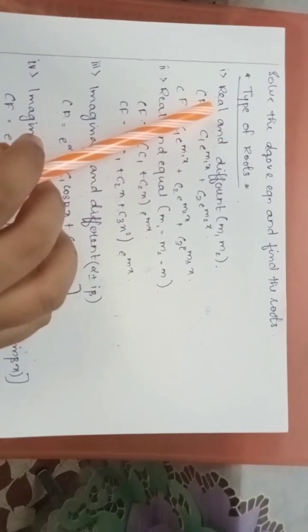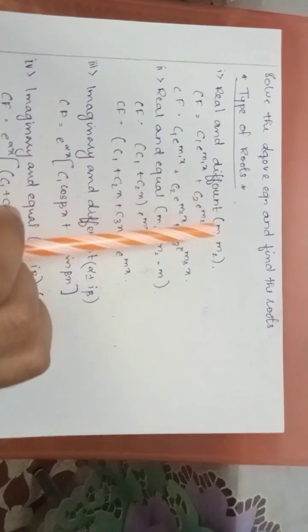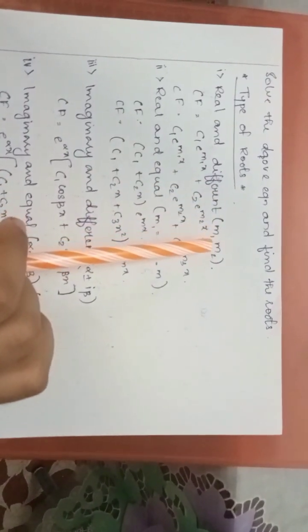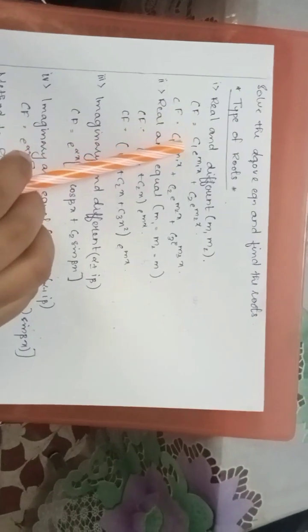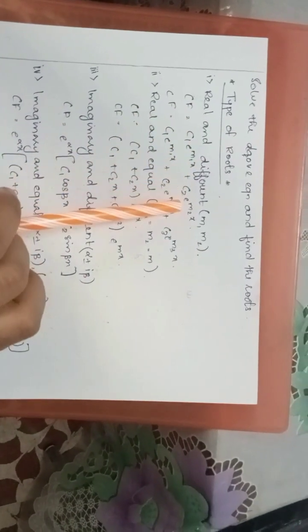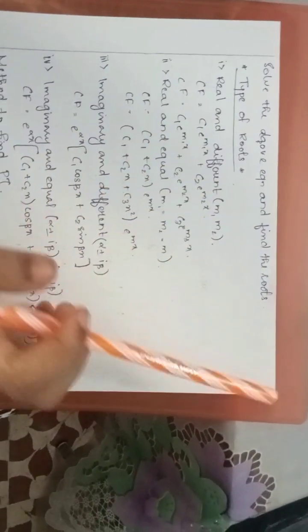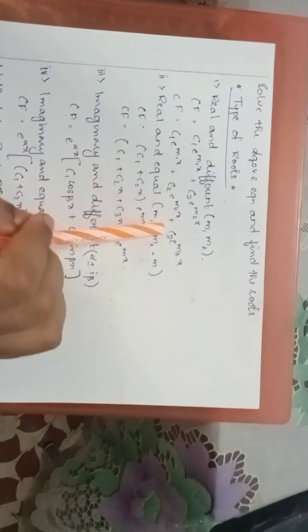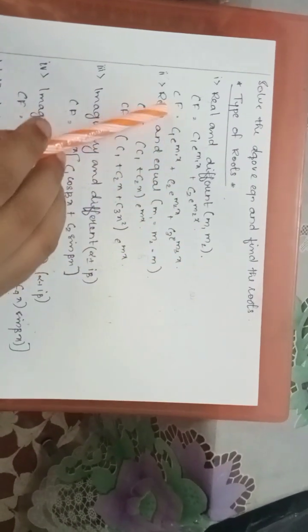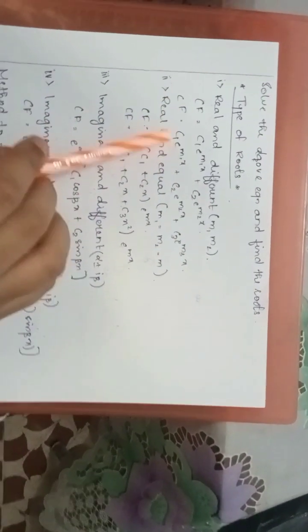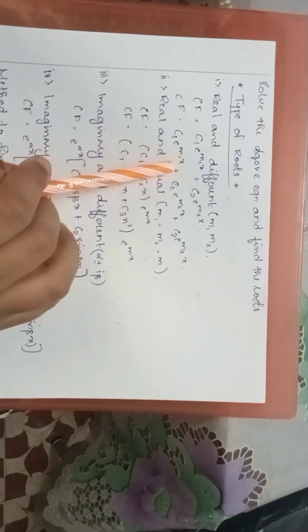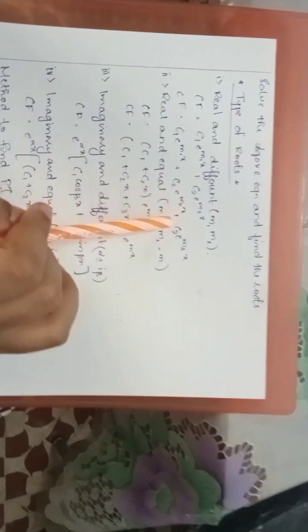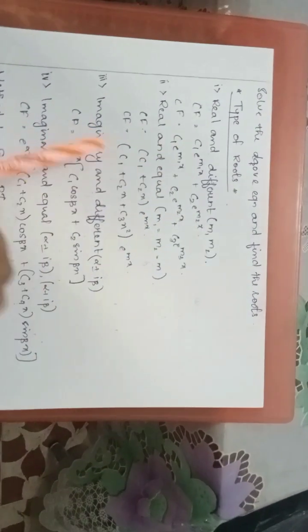So if the roots are real and different, that is we have two real and different roots, say m1 and m2, then we will write CF is equal to c1 e raised to m1 x plus c2 e raised to m2 x. Now we will have as many terms as the number of roots, that is, if there are 3 roots, then it is c1 e raised to m1 x plus c2 e raised to m2 x plus c3 e raised to m3 x.